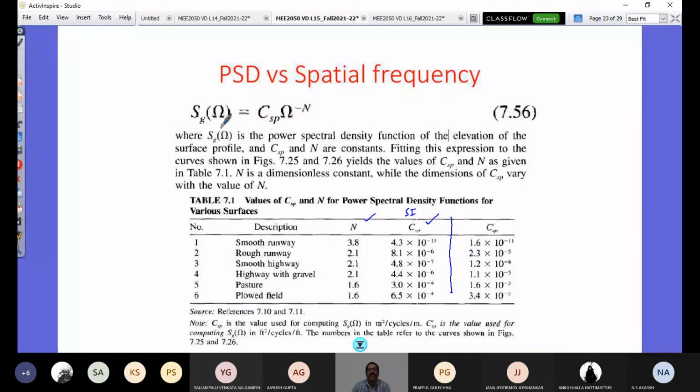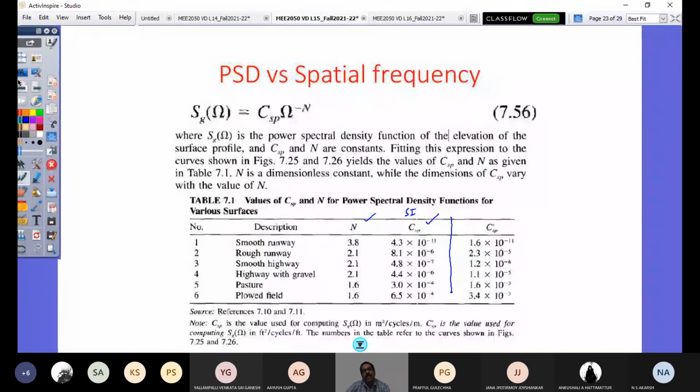And you have it in an Excel sheet, and take the data to your quarter car model and you excite it, you would be able to see the wonders. So you would be able to do a parametric study of running your quarter car model on your smooth runway to your plowed field runway, and you can have a good parametric study. This can be taken as a project or case study work by any of you interested, right? So this is how you can represent your road profile as a power spectral density function.